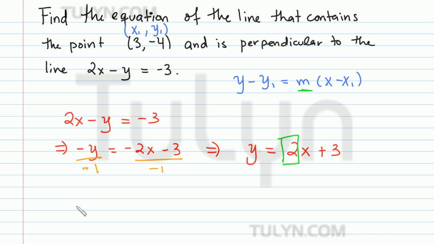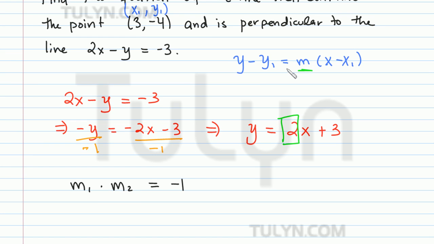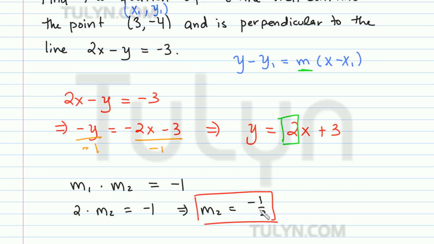But we know that for two perpendicular lines, say with slopes m1 and m2, when you multiply them, you get -1. So since we're looking at the perpendicular line, we want a number, m2, such that when you multiply it by 2, it gives you -1, right? So dividing both sides of the equation by 2, we get that m2 is equal to -1/2. So this is actually the slope of the line that we're looking for. So now we have the slope and we have the point.